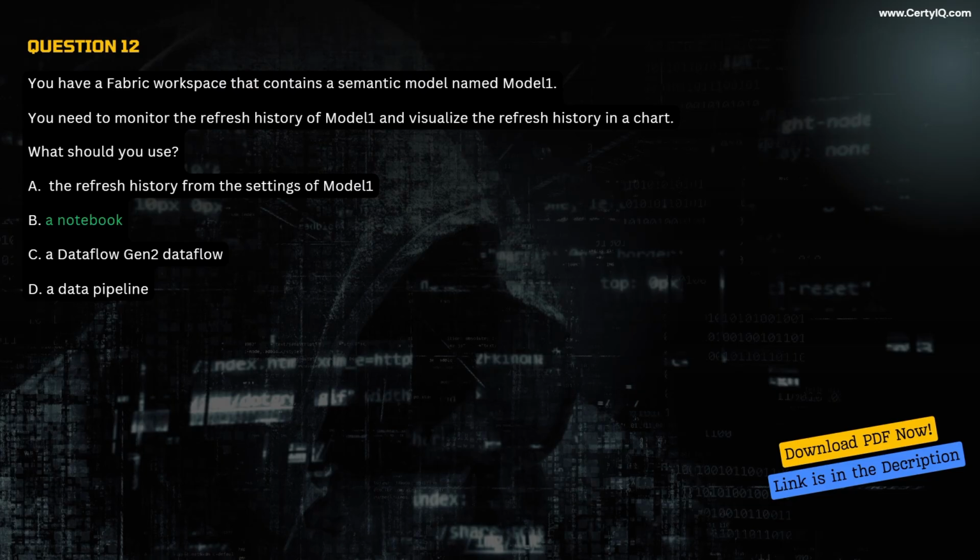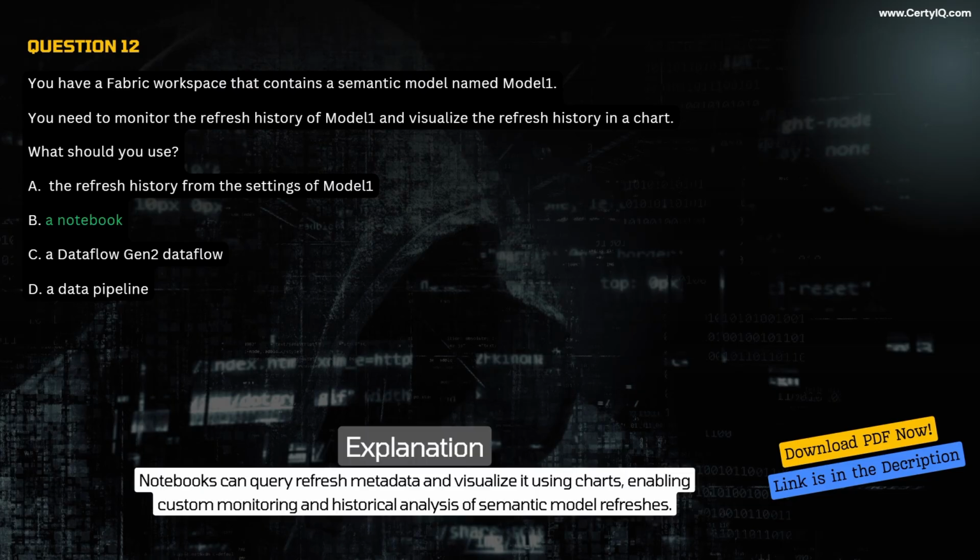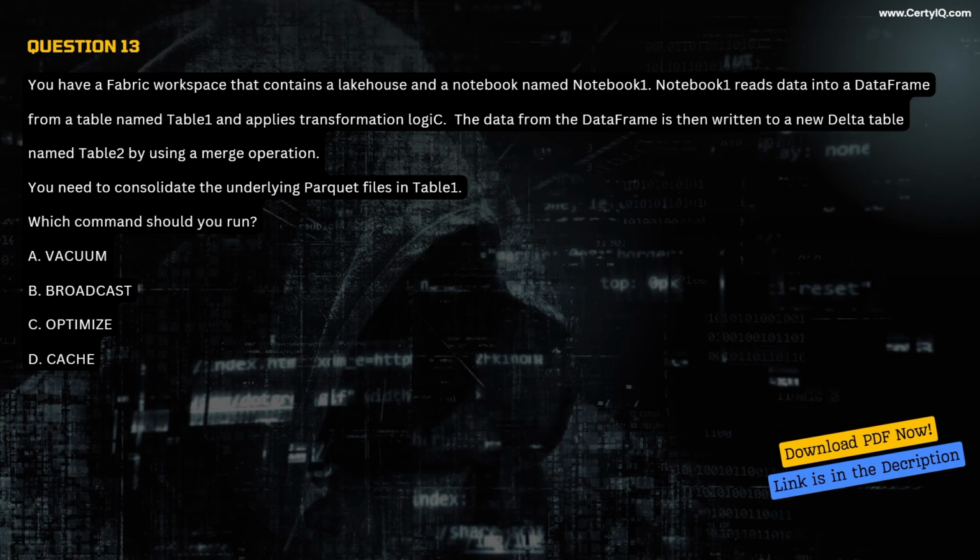A notebook. Explanation. Notebooks can query refresh metadata and visualize it using charts, enabling custom monitoring and historical analysis of semantic model refreshes. Question 13. You have a Fabric workspace that contains a lakehouse and a notebook named Notebook 1. Notebook 1 reads data into a data frame from a table named Table 1 and applies transformation logic. The data from the data frame is then written to a new delta table named Table 2 by using a merge operation. You need to consolidate the underlying Parquet files in Table 1.